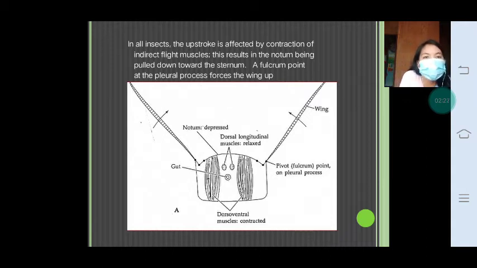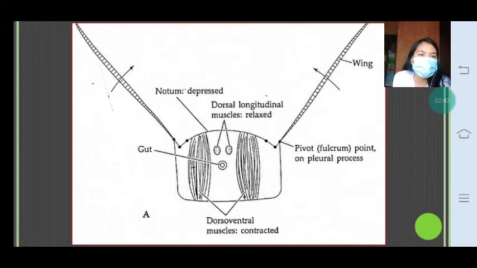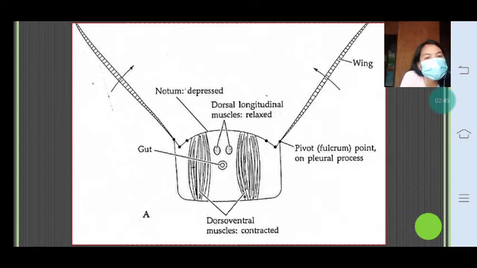Next slide. In all insects, the upstroke is affected by contraction of indirect flight muscles. This results in the notum being pulled down toward the sternum. A fulcrum point at the pleural process forces the wings up. So, in these pictures, makikita nyo dito yung iba't ibang role ng mga notum, dorsoventral, pivot, and dorsal longitudinal.